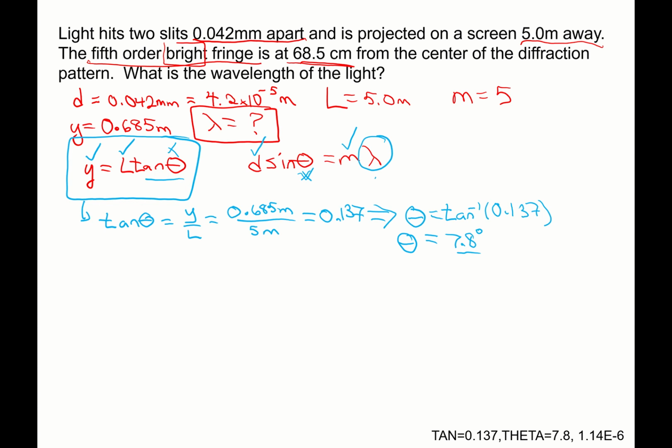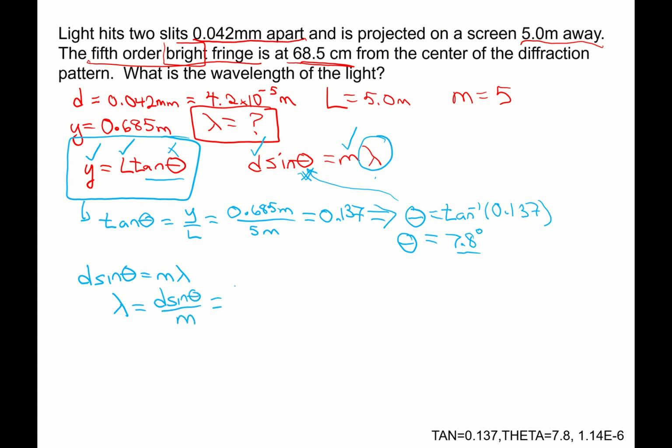All right, so now I know my theta. I can take that theta and plug it back into that equation to give me lambda. If I rearrange it, I've got d sine theta equals m lambda. So lambda is equal to d sine theta over m.